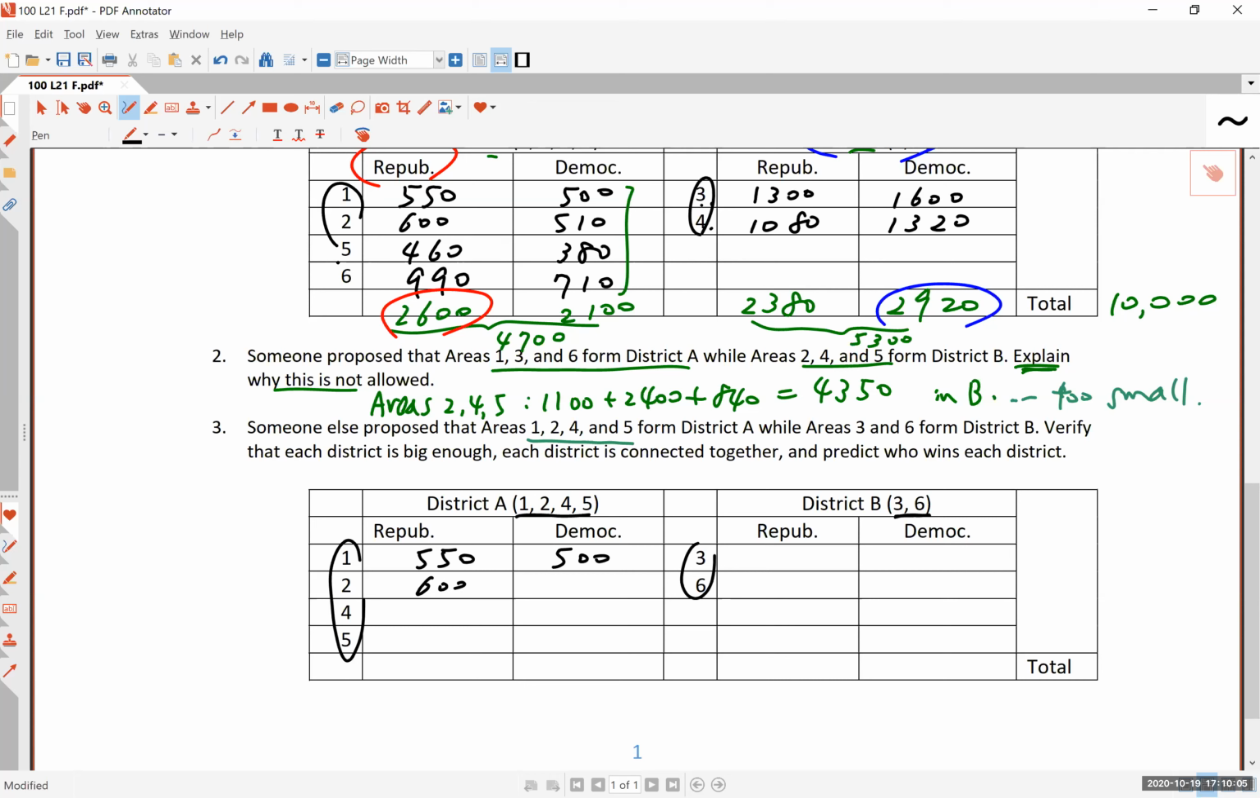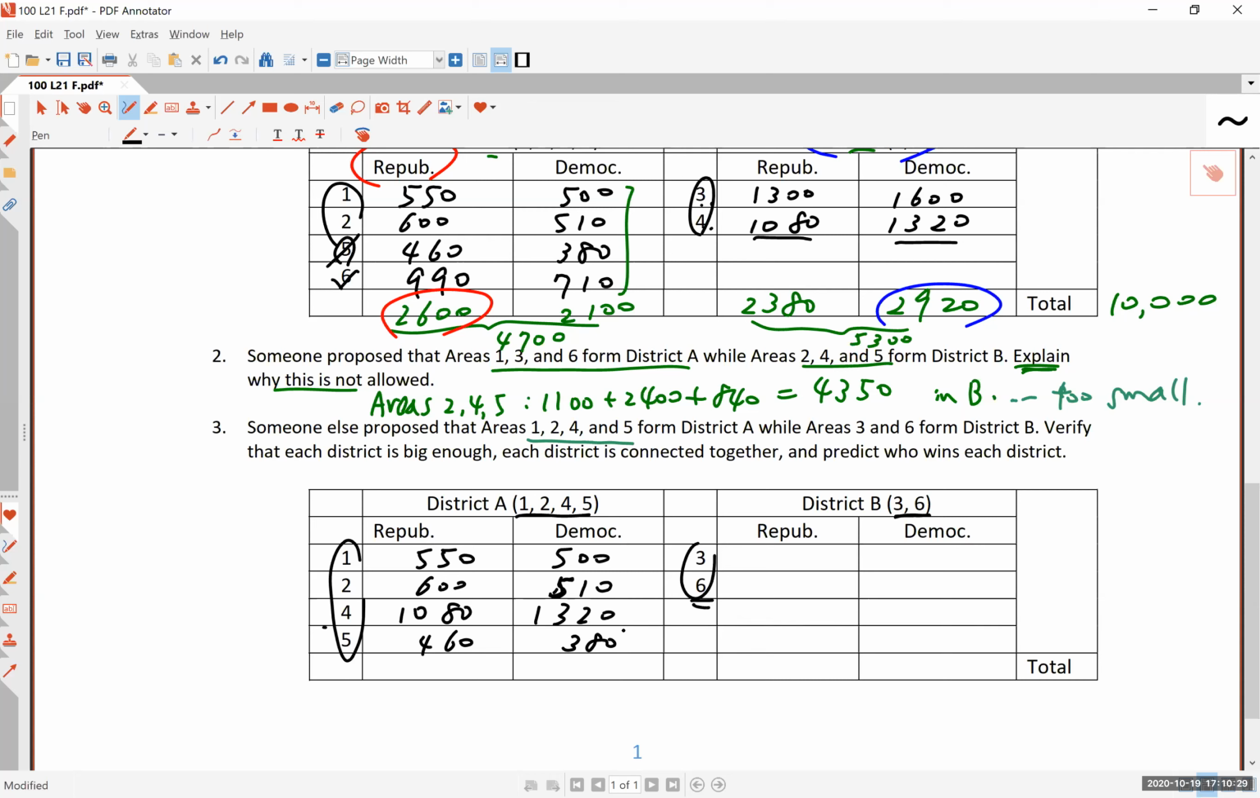The only difference is you don't have 5 here anymore. You have 4. Sorry, you have 5, but not 6. 6 goes over here, right? So it's 600, 510, and then 4, it's 1,080. I'm actually looking here. And then this is 1320, and 5 is already here, 460 and 380.